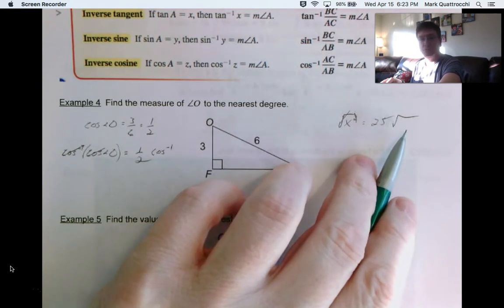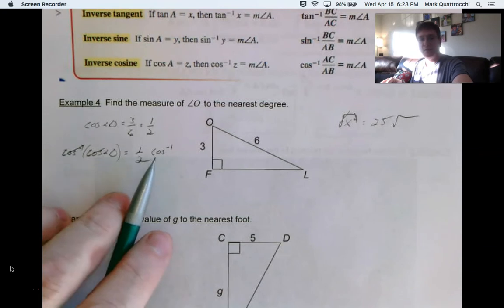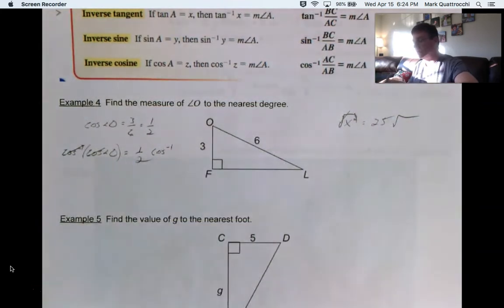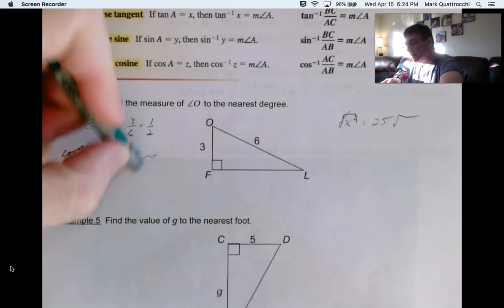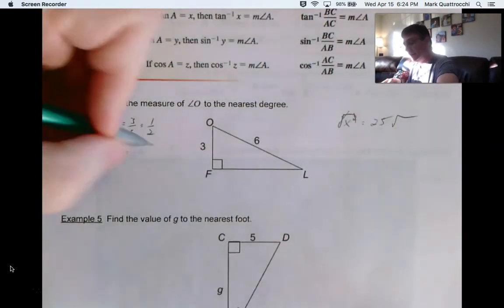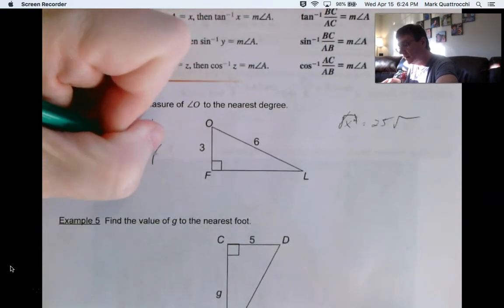25 square root blank. I don't know what that means. Over here, 1/2 inverse cosine blank. I don't know what that means. It's the same mistake as this. So you don't make that mistake. How do we write it? We write it the same way you should write it over here. Inverse cosine of 1/2.